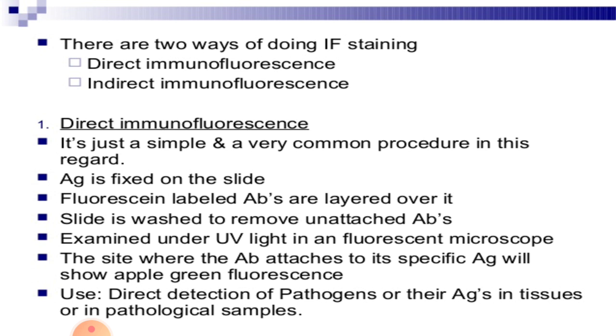There are two ways of doing immunofluorescent staining: one is direct immunofluorescence, the second is indirect immunofluorescence. Direct immunofluorescence is a simple and very common procedure. Antigen is fixed on the slide. The fluorescent labeled antibodies are layered over it. The slide is washed to remove unbound antibodies and examined under UV light in a fluorescent microscope. The site where the antibody attaches to its specific antigen will show apple green fluorescence. It is used for detecting pathogens or their antigens in tissues or in pathological samples.